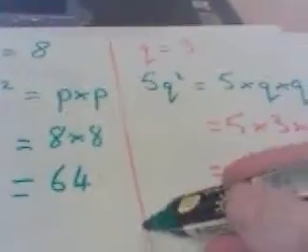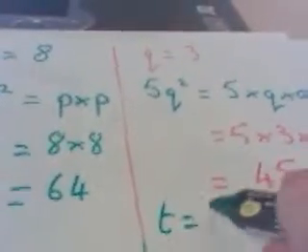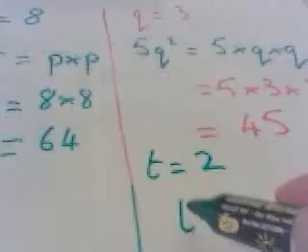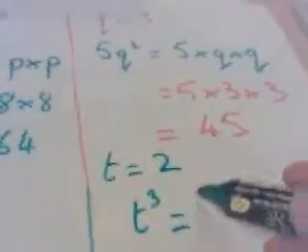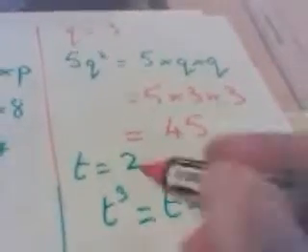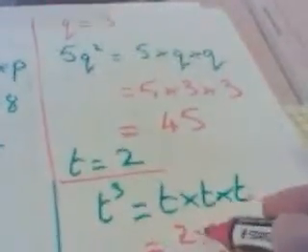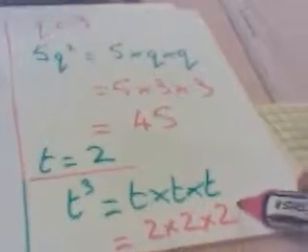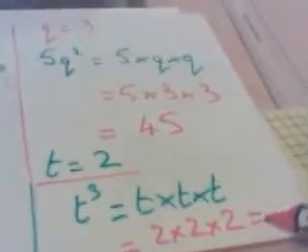I might try one more letter. I might say T is worth 2. I might say T cubed. T cubed means T times T times T, which in this case, because T is worth 2, that's 2 times 2 times 2. 2 2s are 4 times 2 is 8.